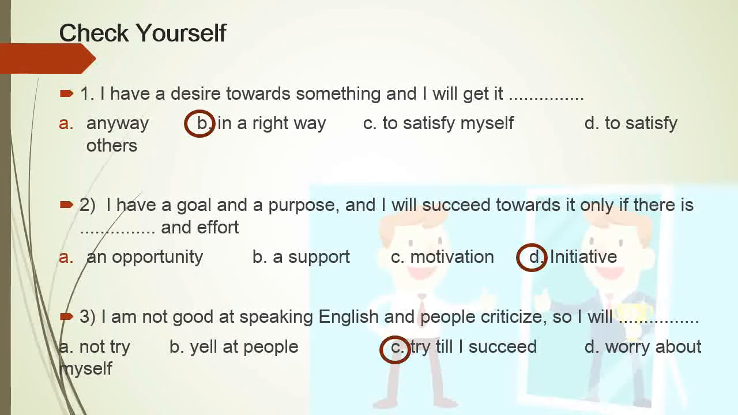So a person who has a high emotional intelligence will surely not react towards others or towards self about some problem, but takes necessary steps to solve the problem. So based on that, we can see that option C is more appropriate. The person will try till he succeeds.